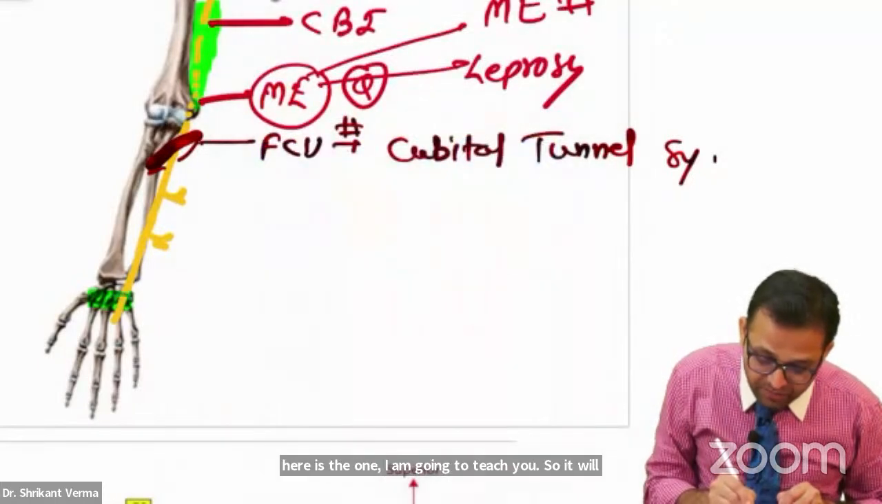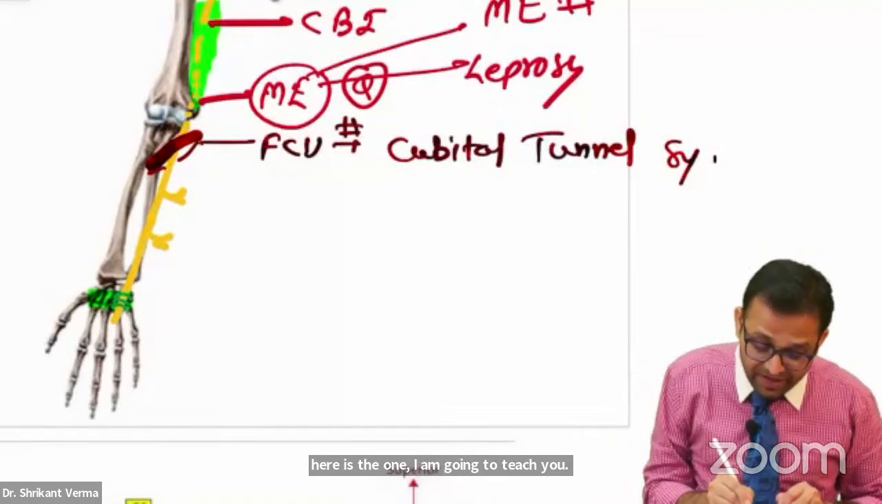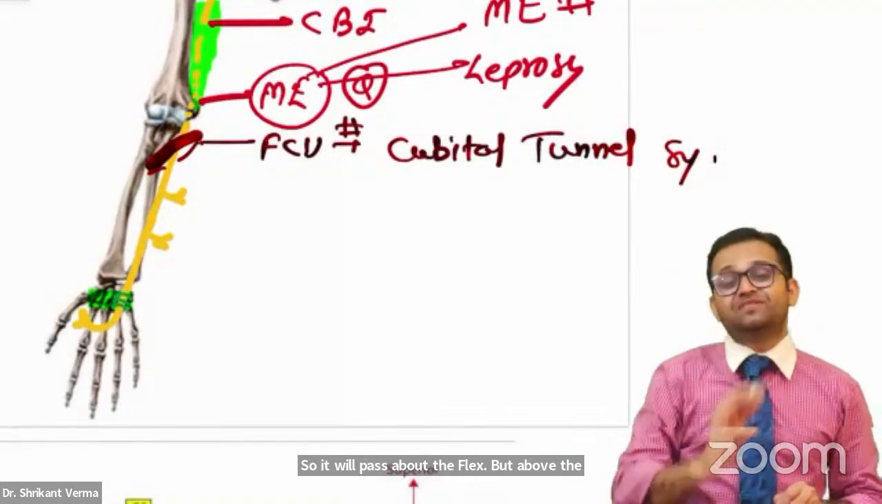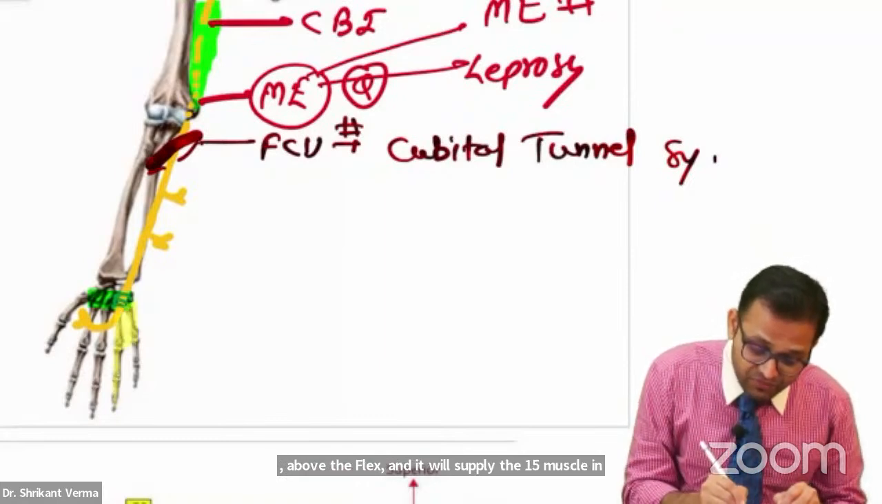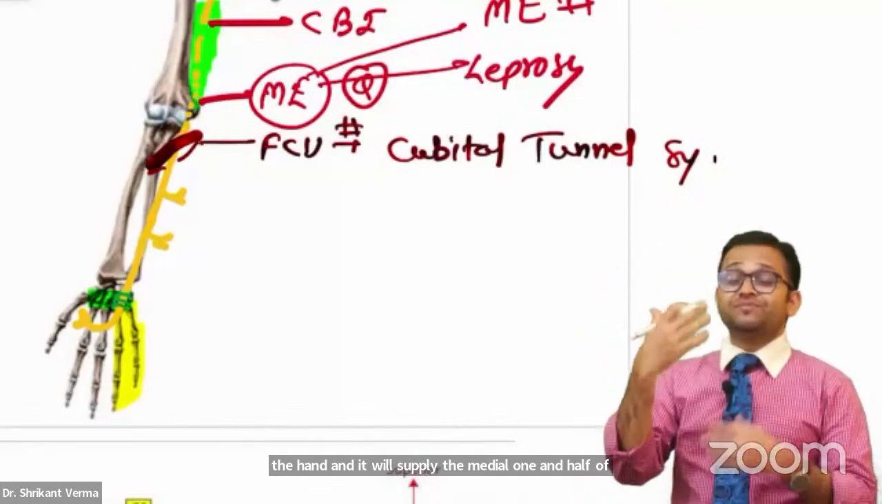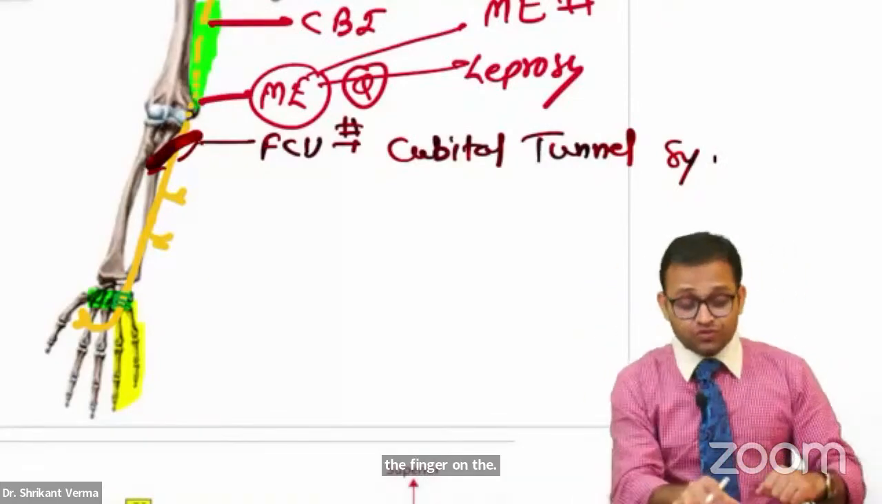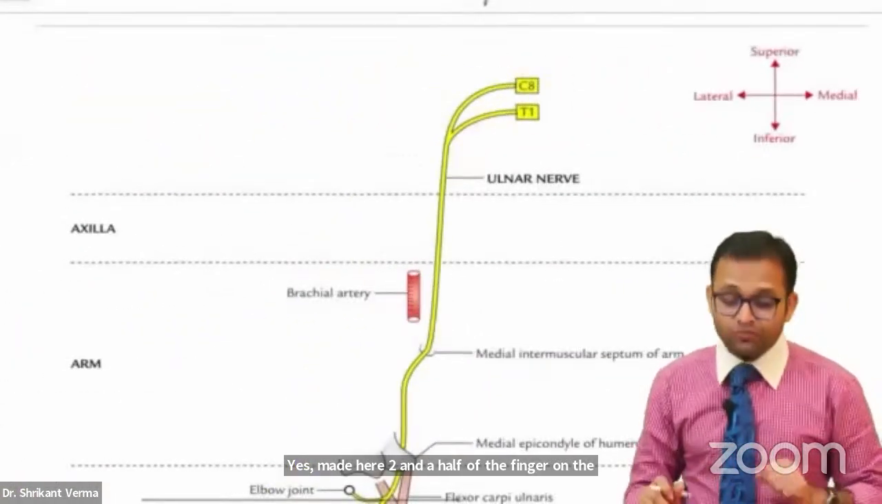So it will pass above the flexor retinaculum, above the Guyon's canal, and it will supply the 15 muscles in the hand, and it will supply the medial 1.5 fingers on the palmar side. At the dorsum, yes, medial 2.5. So this is our course. Again, with the help of this image, I am going to tell you.